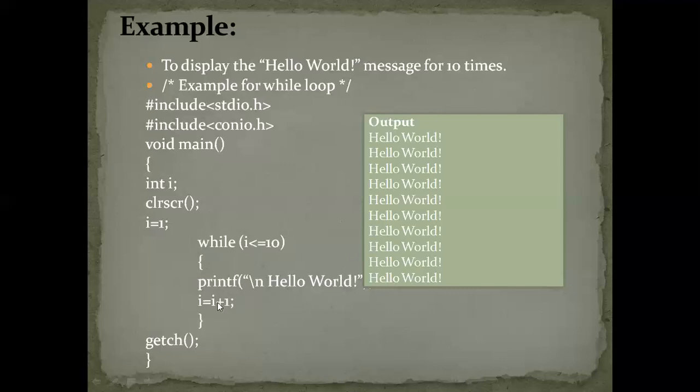Next, i is equal to i plus 1, so we are going to increment the value of i. Now i value becomes 2. Is 2 less than or equal to 10? Yes. So control enters into the loop. It will again display one more hello world, the second one. Then again i will be incremented by 1.